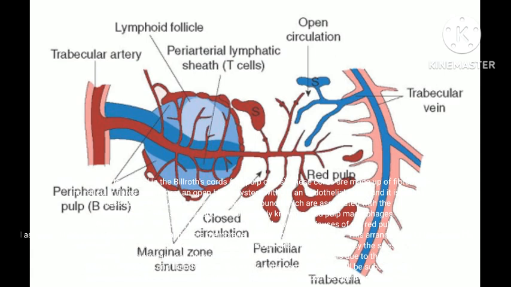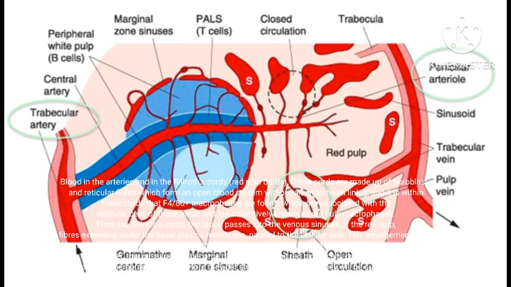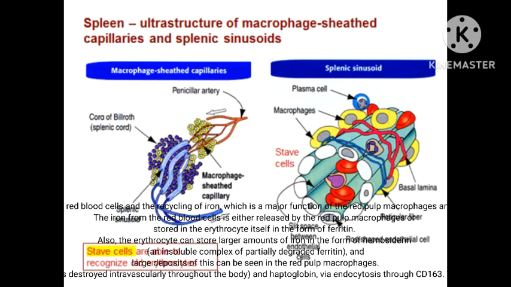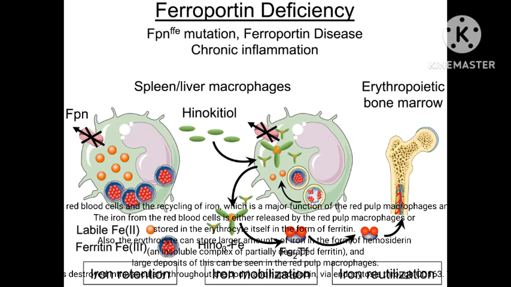However, this passage can become difficult for aging red blood cells due to their less flexible membranes, and therefore they get stuck in the cords and will be subsequently phagocytosed by the red pulp macrophages. This process is known as erythrophagocytosis, which is important for the turnover of red blood cells and the recycling of iron, which is a major function of the red pulp macrophages and is made possible by this special structure of the red pulp. The iron from the red blood cells is either released by the red pulp macrophages or stored in the erythrocyte itself in the form of ferritin.